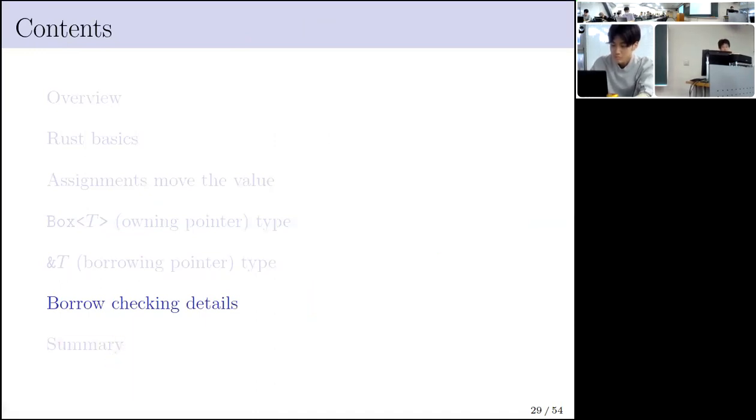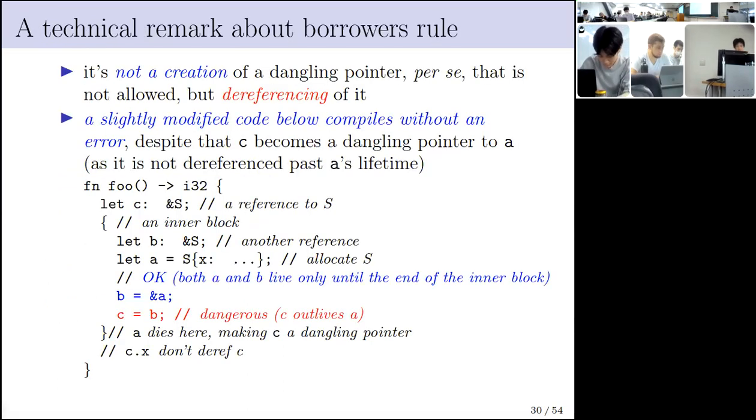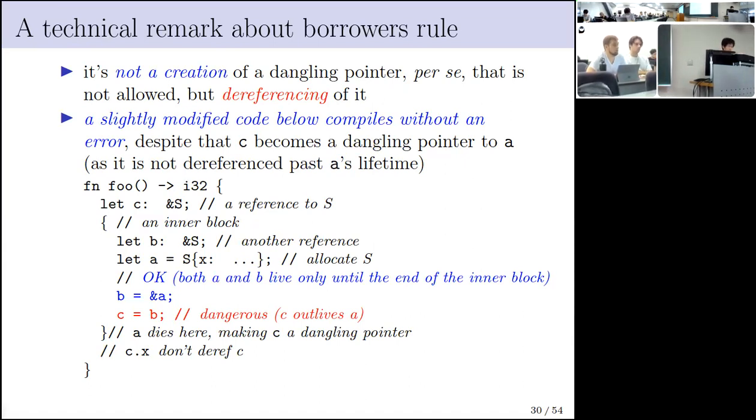So a few more details about borrow checking rules and how Rust maintains no dangling pointers. How Rust guarantees dangling pointers are not dereferenced after the lifetime of the data structure itself is over. So one technical remark about the borrowing rule is that it's not the creation of a dangling pointer itself that is not allowed, but the dereferencing of a dangling pointer.